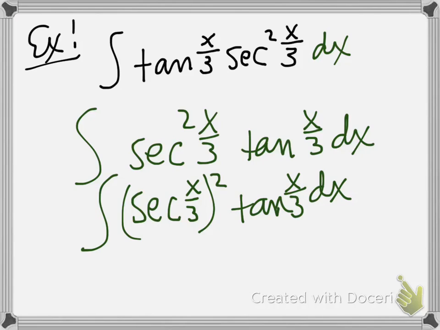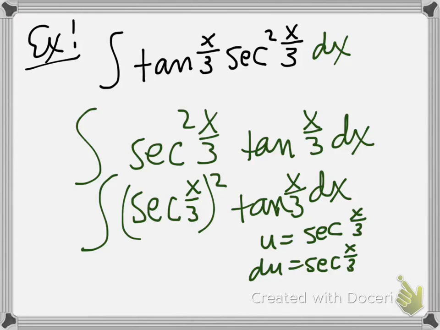If I think of it in terms of that, then you can kind of see, well, the derivative of secant is secant tangent. And so it's possible that this is all here, so let's check it. If my u were secant x over 3, then my du would be secant x over 3 tangent x over 3 dx. Oh, sorry, 1/3 dx, because the derivative of x over 3 is 1/3.